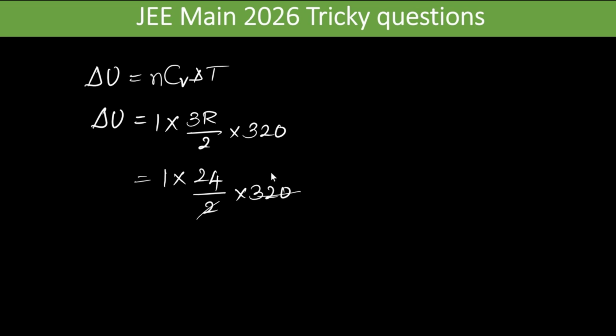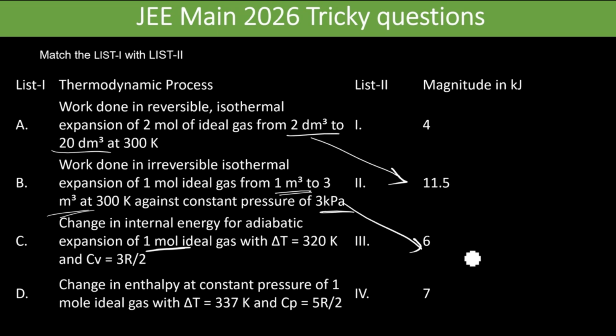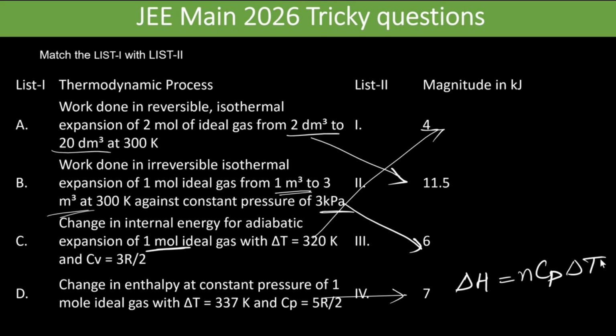This is maybe 12 into 32. So 12 into 32, which will give you around 3900 joules. Converting that to kilojoule, you will end up with 4. Okay, so this belongs to this and this belongs to this. I'll give you the formula for this one also, that is delta H is equal to nCP delta T, correct?